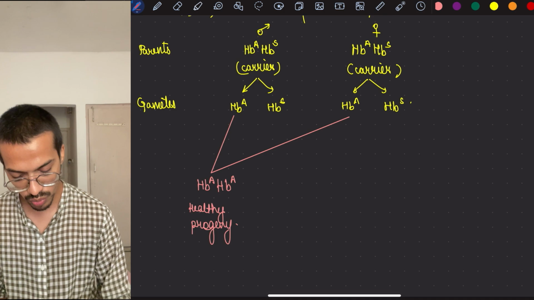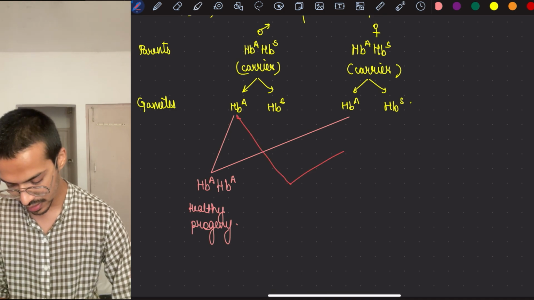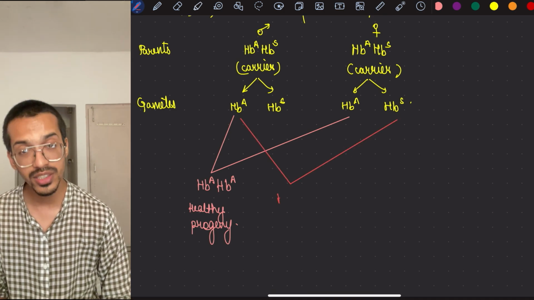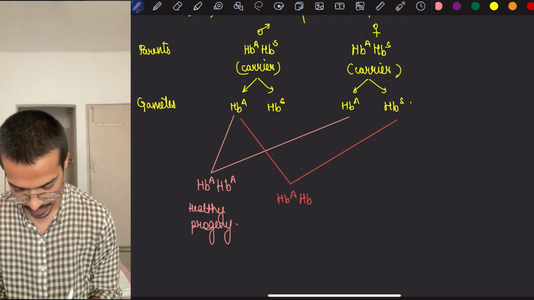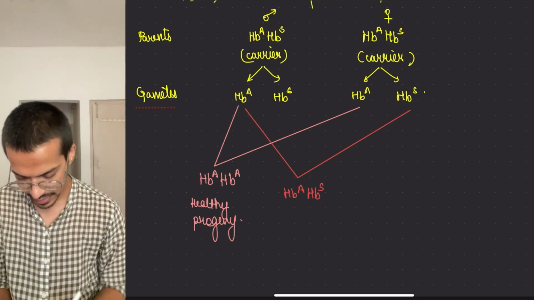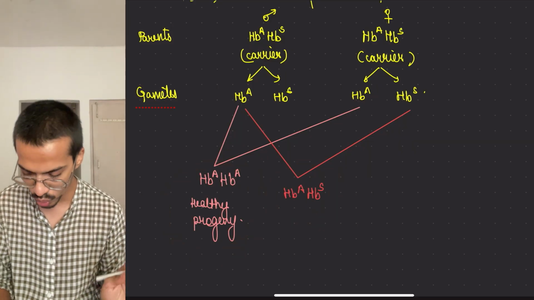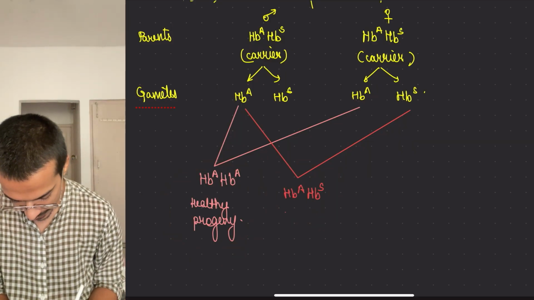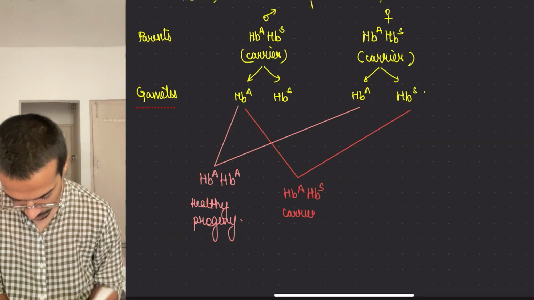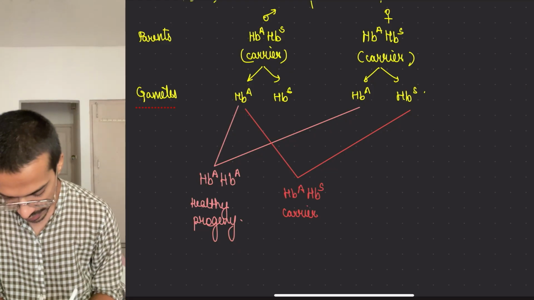Now the other option is what? The other option is that this can go and join with this one. So here what will form? HbA Hb. As I said, this would be what? The healthy one, and this is what? The carrier one. Carrier is also healthy, no problem is there. So this is a carrier, but totally fine. Okay.